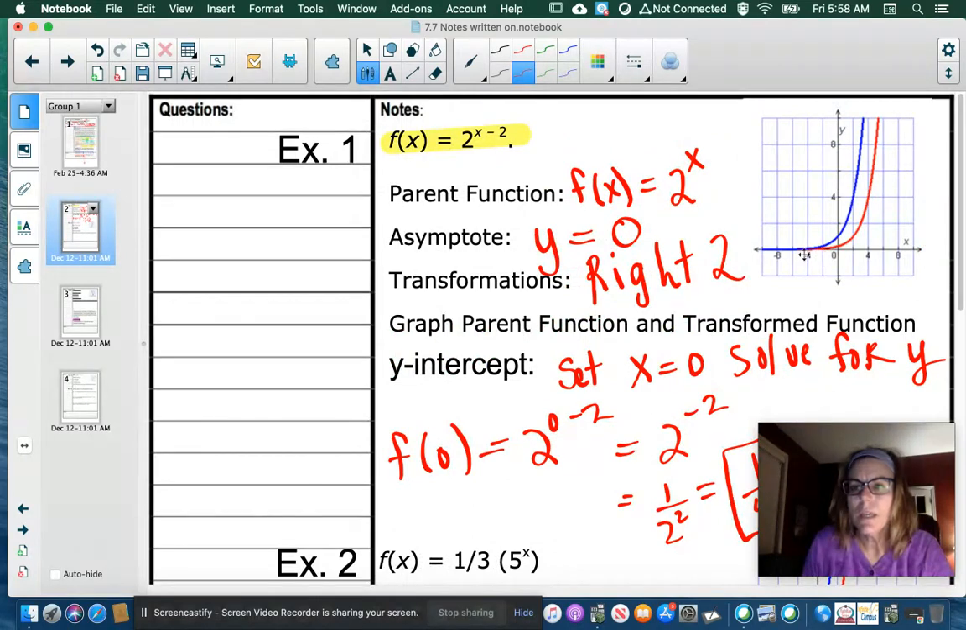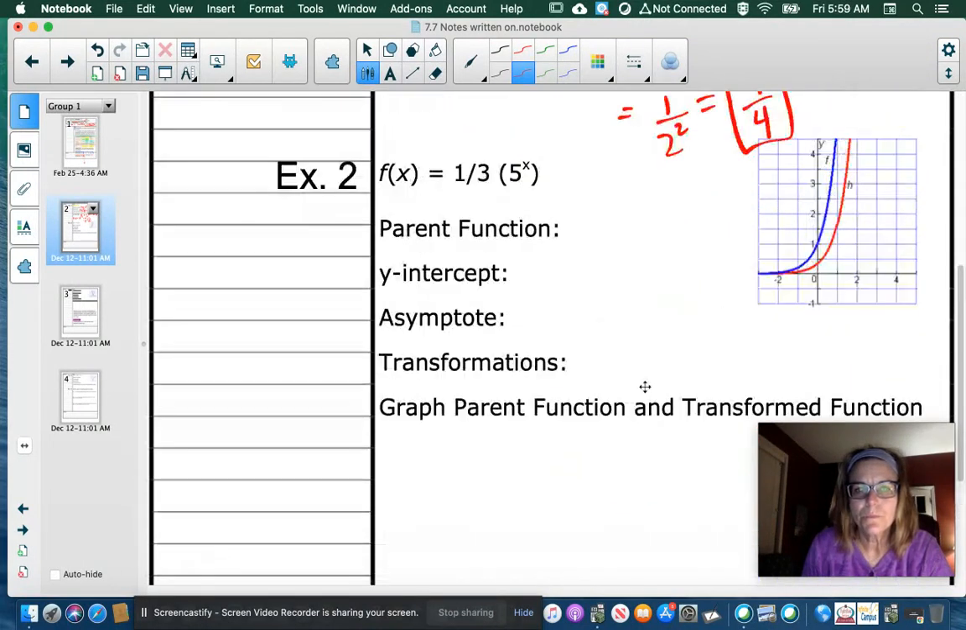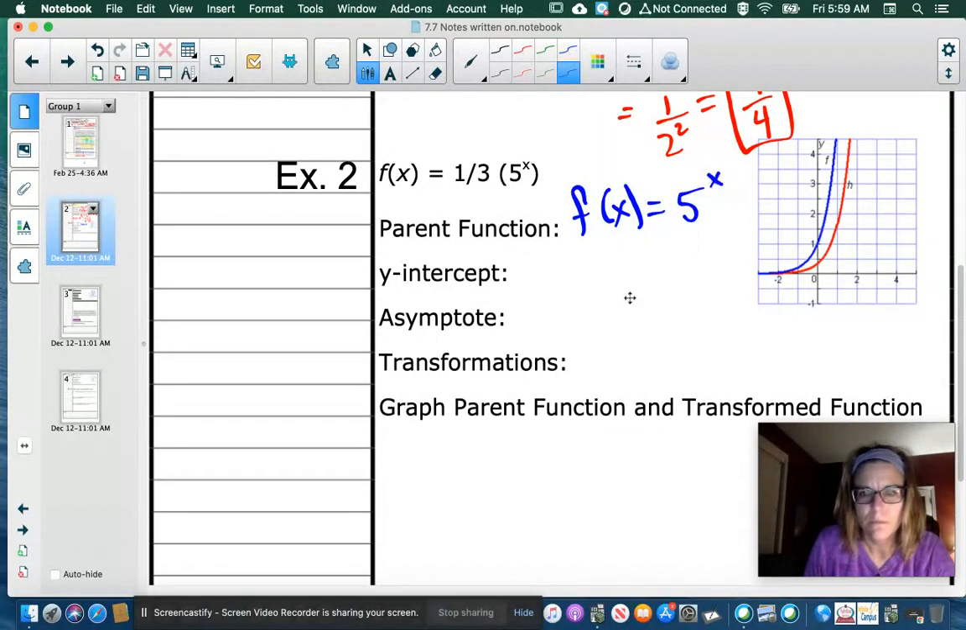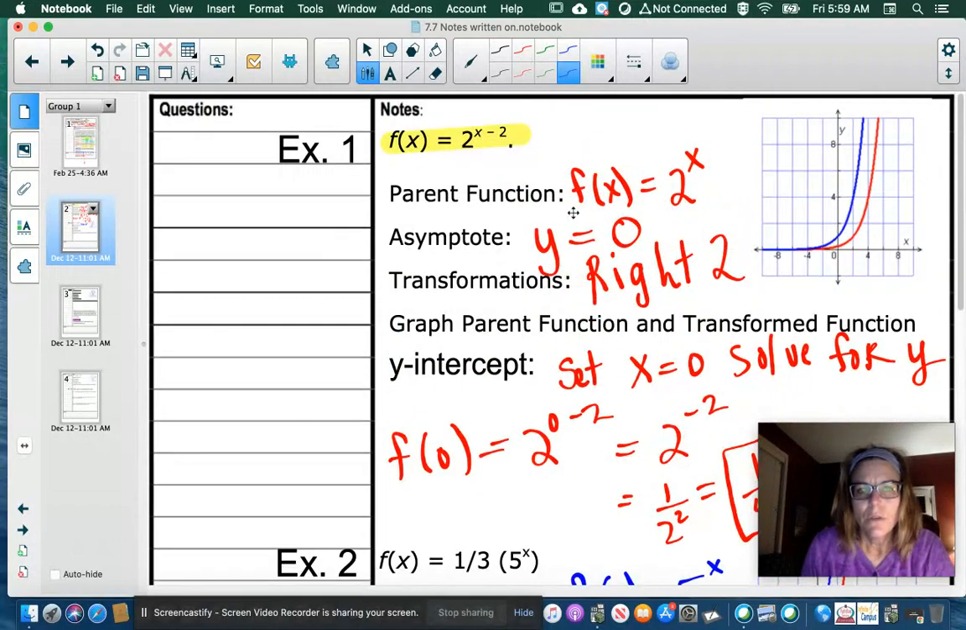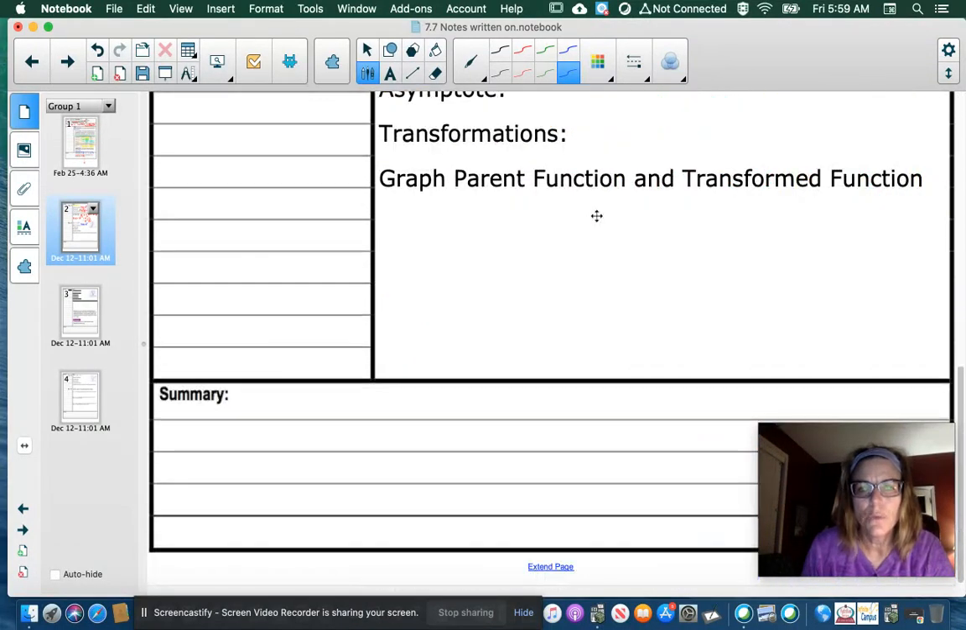So as you can see, the parent function is the blue function, and 2 to the x minus 2 means we're shifting it to the right 2. So it moved to the right 2. Example 2. All right, the parent function. I switched the order on this. Yeah. The y-intercept.